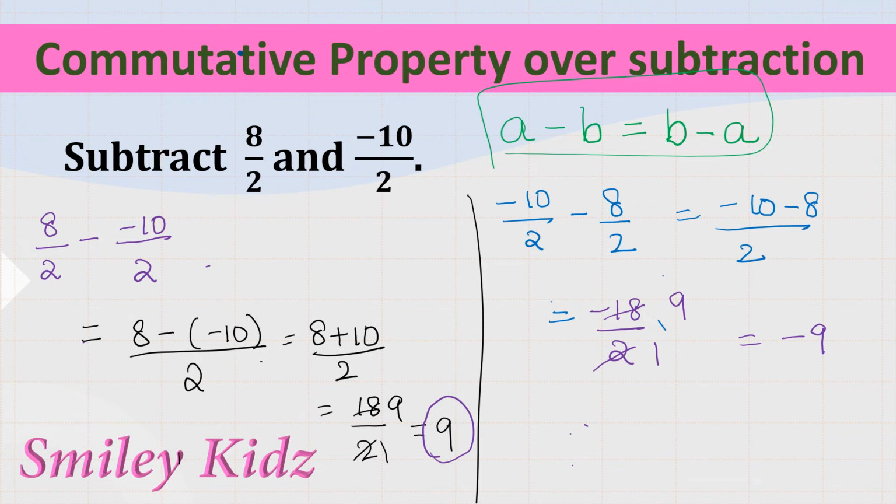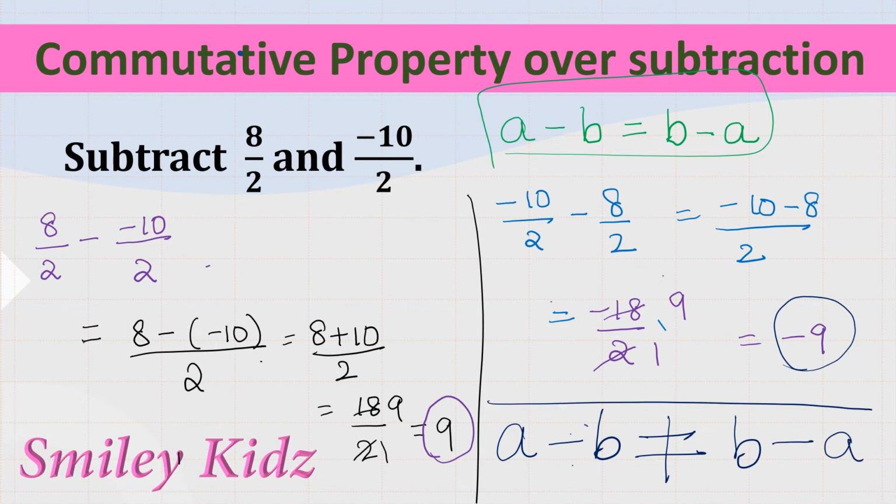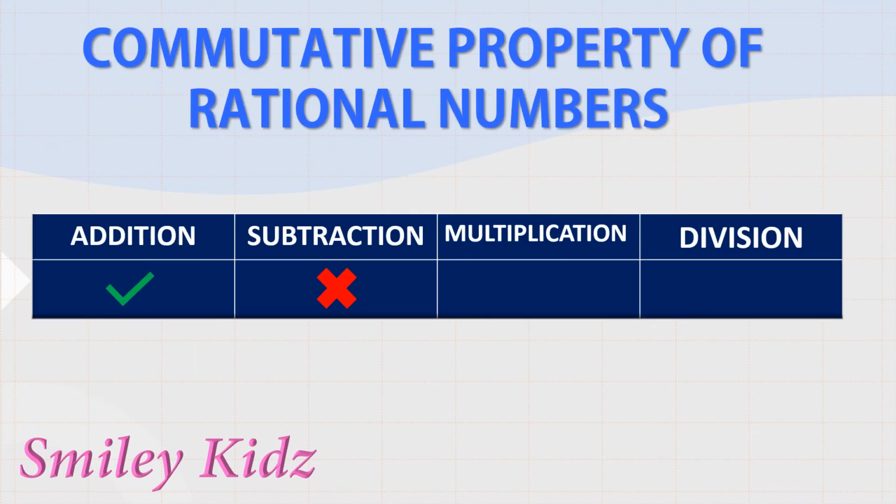So, when we did a minus b, we got the answer as 9. But when we are doing b minus a, we are getting the answer as minus 9. So, here we can conclude that a minus b is not equal to b minus a. So, rational numbers do not satisfy commutative property over subtraction. We have filled the second block as well. That is, rational numbers do not satisfy commutative property over subtraction.